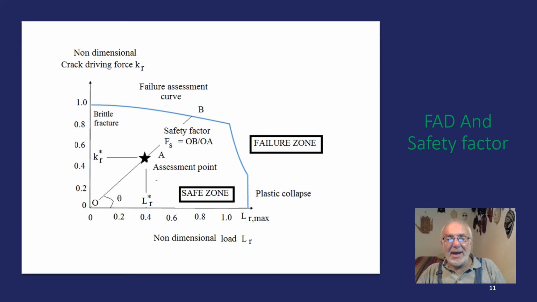An assessment point A is defined by its coordinates, KR star and LR star, and if this point is inside the safe zone, there is no failure. If it is on the blue line or outside, we have failure. Due to the fact that the non-dimensional crack driving force and the non-dimensional load are proportional to the same loading parameter, we can get a linear load path for the assessment point, and this loading path crosses the failure curve in point B. The safety factor is given by the ratio of the segments OB over OA.